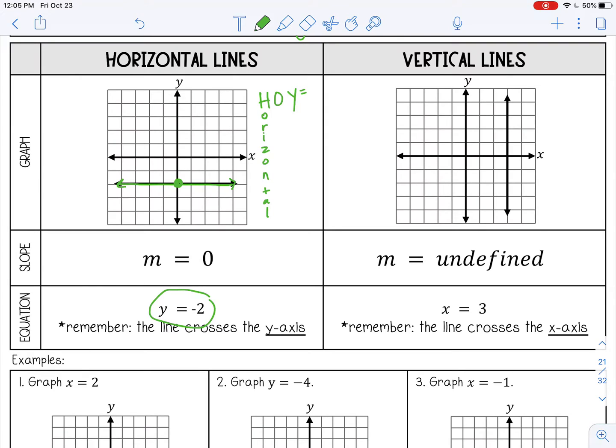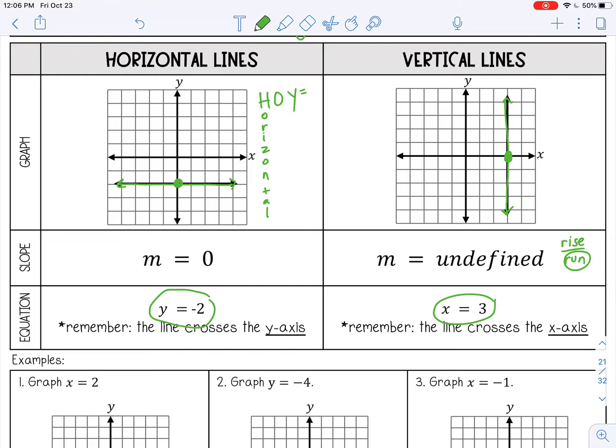Okay, for vertical lines, of course it's going to be a vertical line on your graph. The slope for a vertical line is undefined, and remember that's because I'm rising, but I have no run. I'm running a 0, so remember rise over run. And if I'm running 0, you can't divide by 0. That's going to give me an undefined slope. And it's going to be the equation x equals the number. So since this is going through 3 on the x-axis, it's x equals 3.